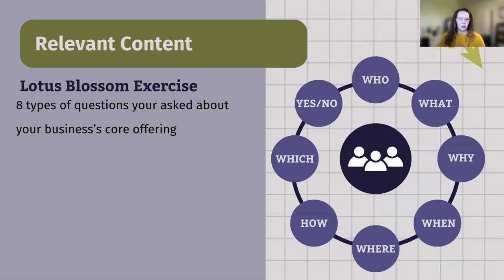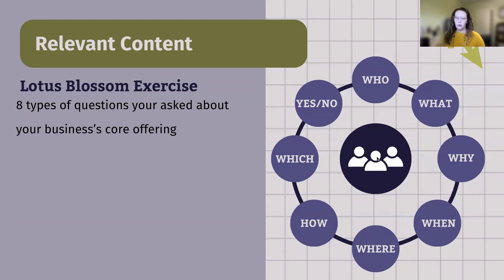So another way to create some relevant content. So we were talking about quality content. Now let's talk about relevant content. So relevancy is important for providing value to your target audience. And here's an exercise that we use internally. It's called the Lotus Blossom exercise. And we use that to help develop relevant content for our clients.